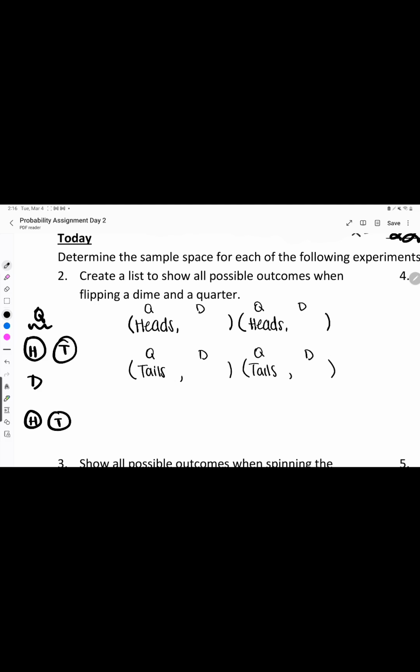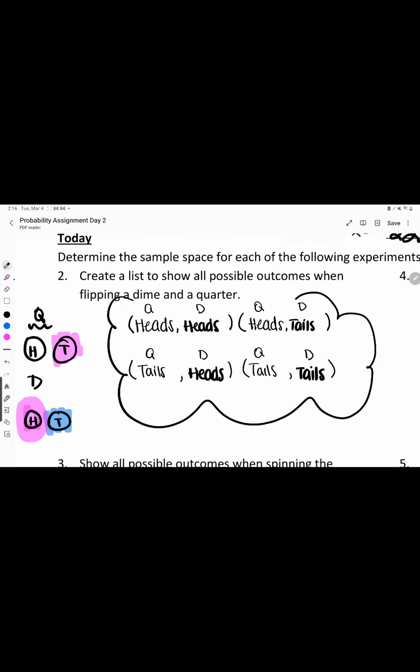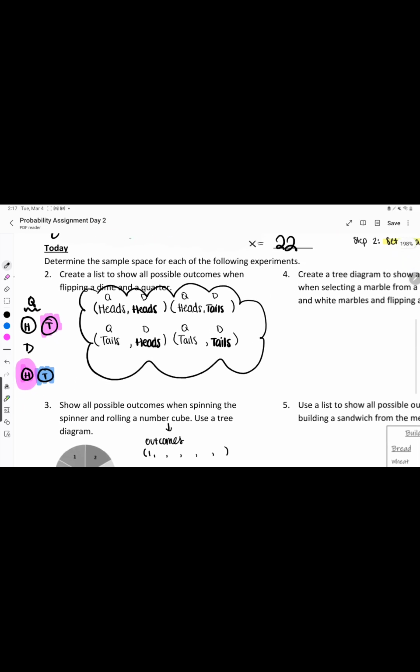So whenever I flip my quarter onto heads, my dime can also still get heads. And then if I flip my quarter on heads again, I can still also get tails. So both of those things are a possibility. Or if my quarter lands and gets tails, it can still get heads. And then what goes in that last space right there? Tails. So this right here is every possible thing that could happen if you flip a quarter and a dime.